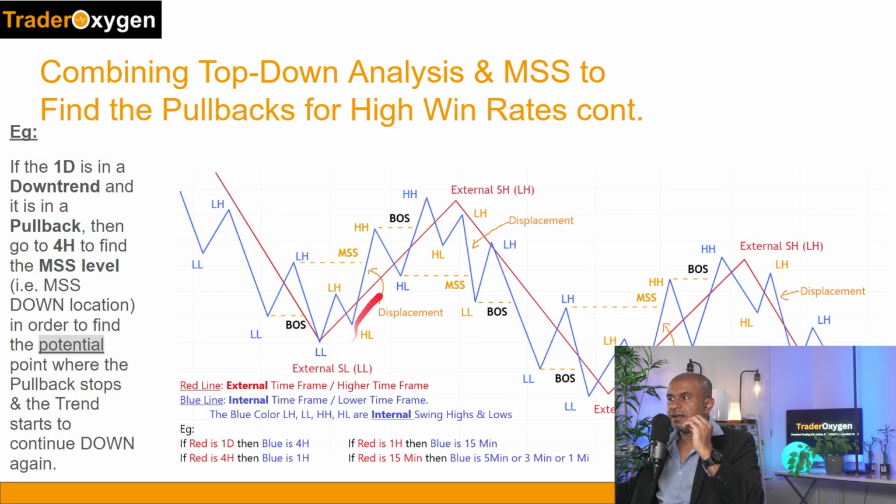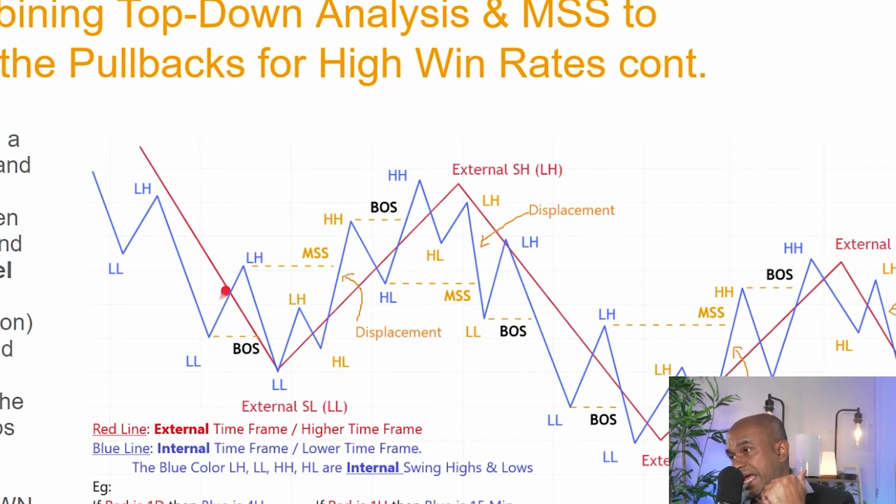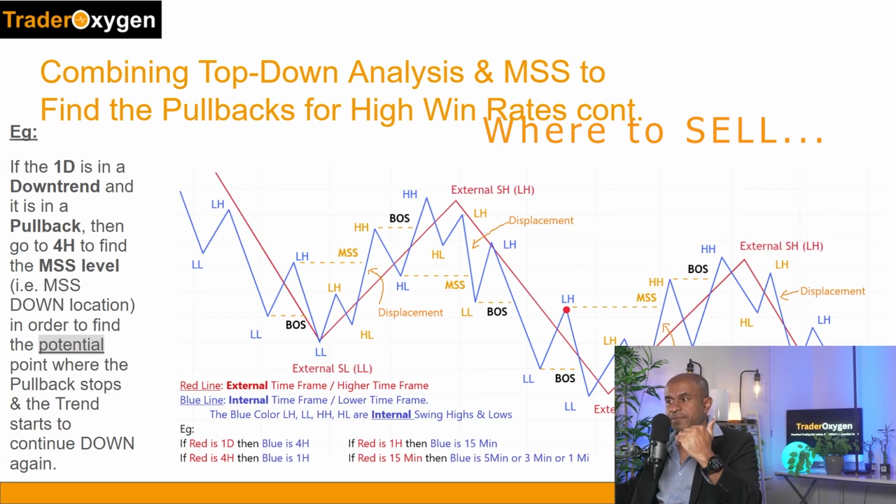So this is where, let's say, the daily is in a downtrend. Now you need to sell, but for example, if it's in a pullback, you don't sell. So then you go to the 4-hour and look for a market structure shift to potentially see if the pullback is over, and then you can start selling. Okay, let's jump into the next example.